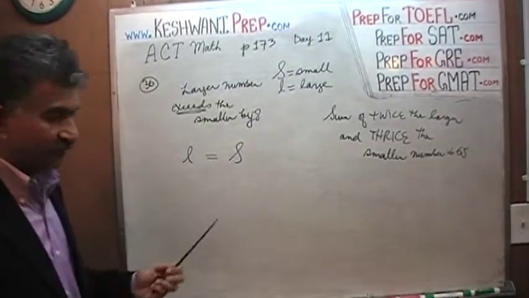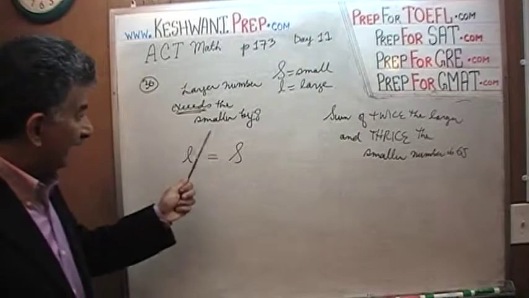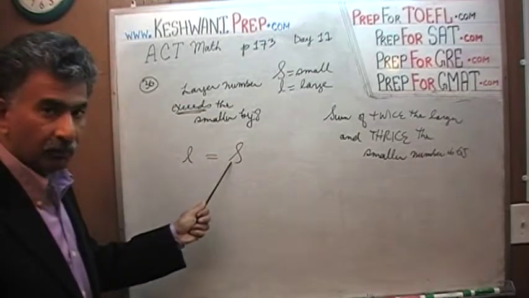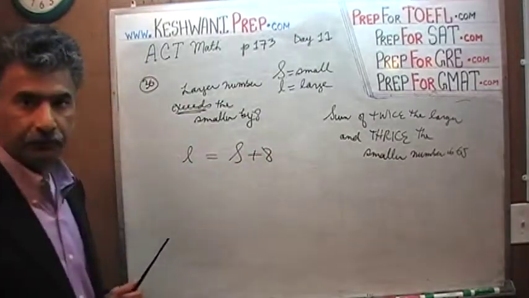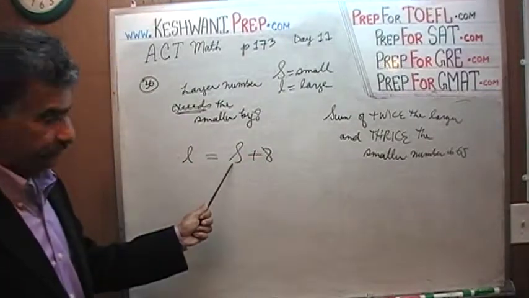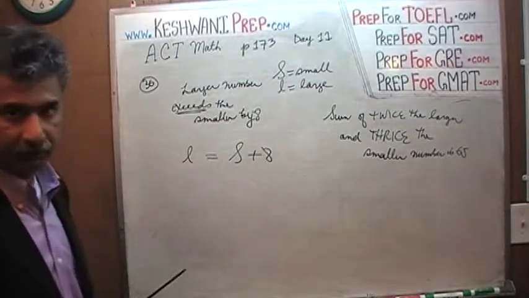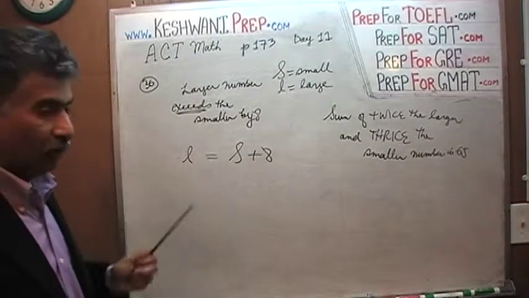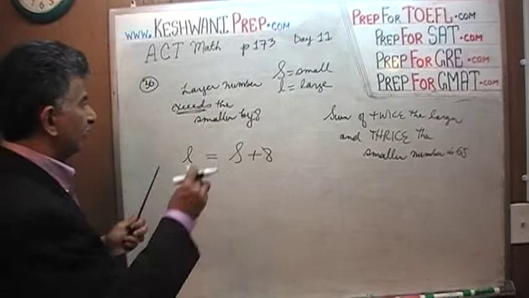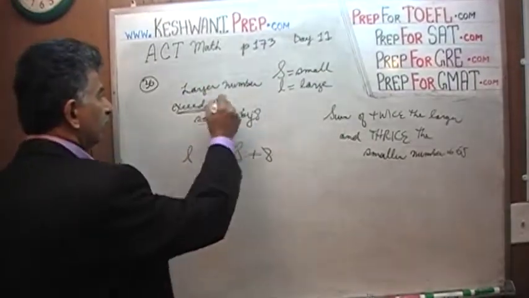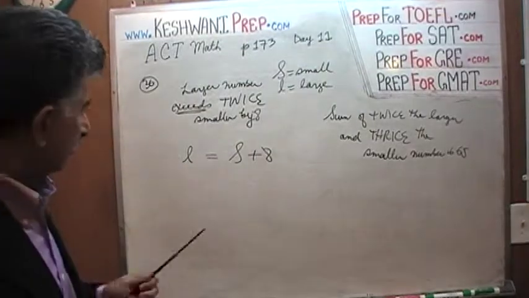So this is not right. This says the large number is the same as the small number. No, the large number is 8 more than the smaller number. So if I'm going to put an equal sign here, we need to put 8 more. Whatever the small number is, if you were to add 8 to it, this quantity equals L. But of course we know this is wrong because I misread it. That's not what the book says. What the book says is that the large number exceeds twice the smaller number. So let's start again.